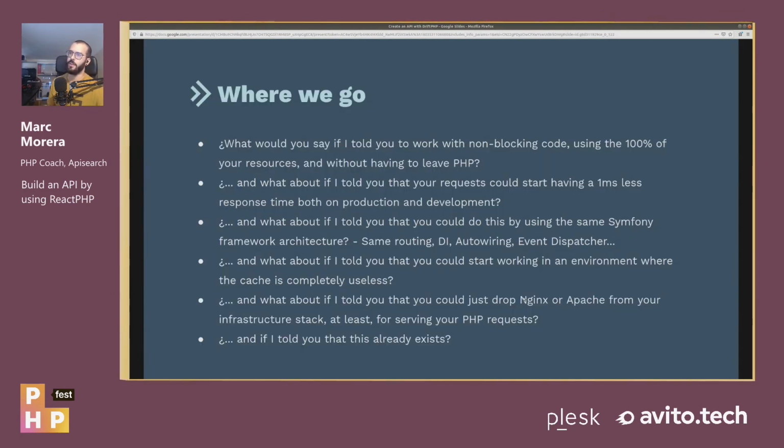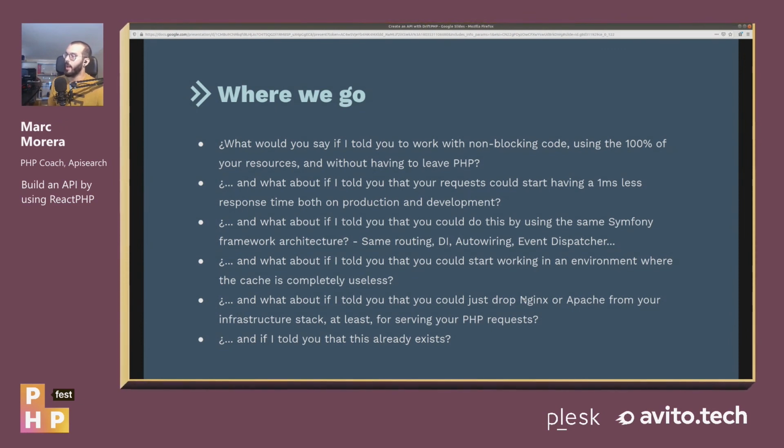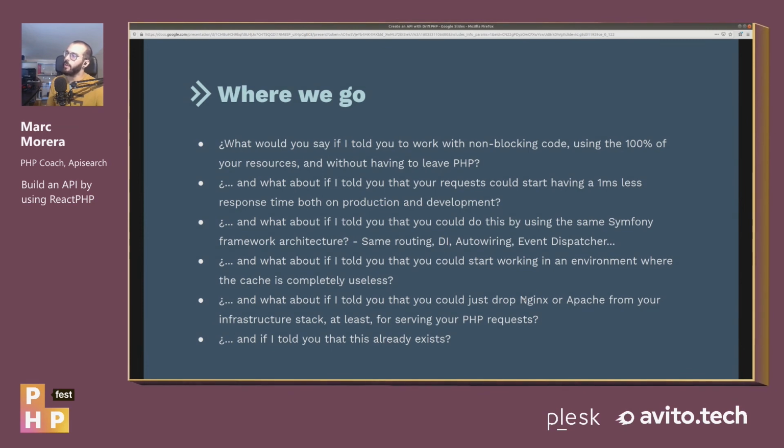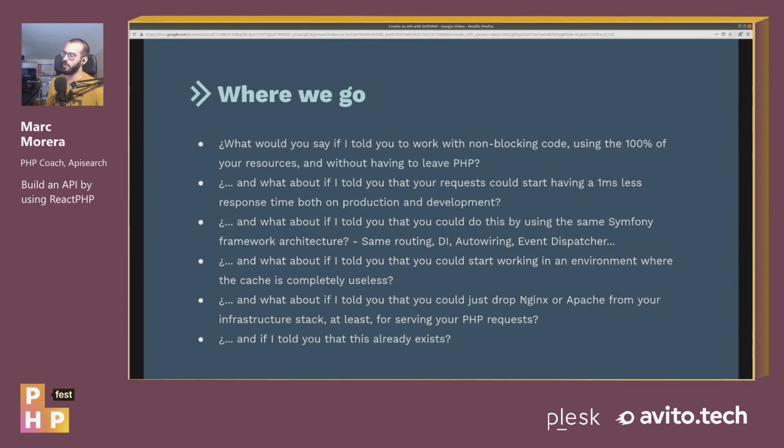So what happens here? Imagine that you're used to working with the Symfony framework and you want to say, okay, I want to try it. I want to make all my applications work on top of ReactPHP and on top of non-blocking operations. Do I have to go outside PHP for something like that? Okay, you don't have to do that. What if I told you that you can work with non-blocking code using 100% of your resources? That means that you're not going to wait for anything, okay?